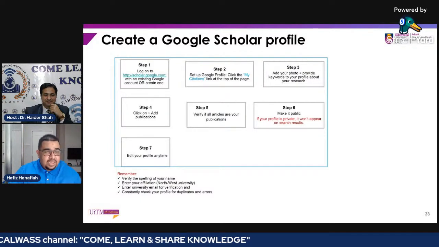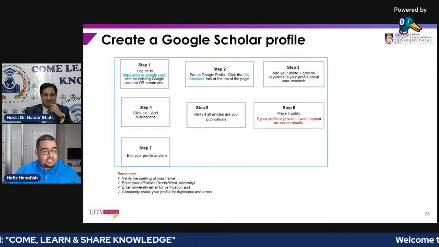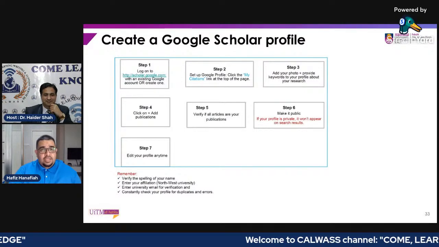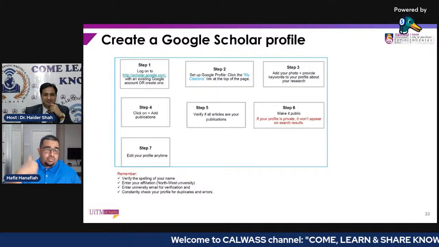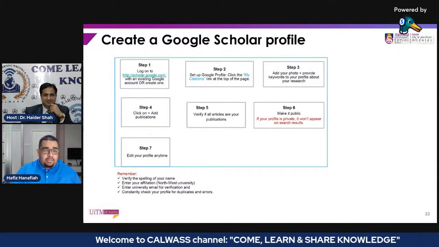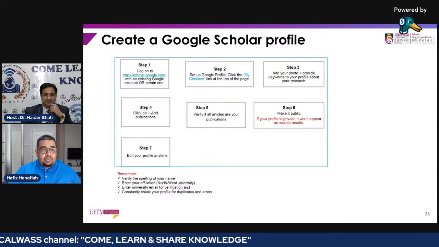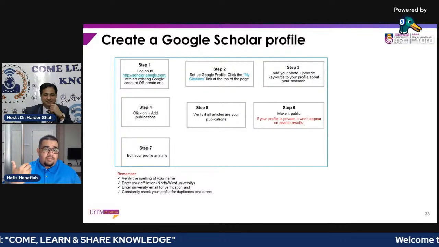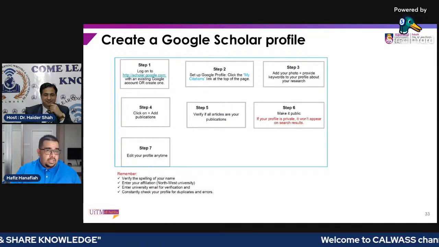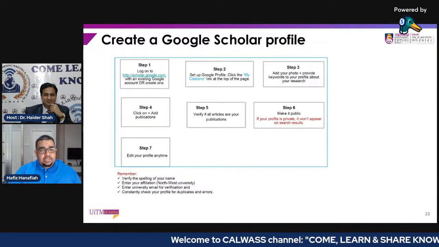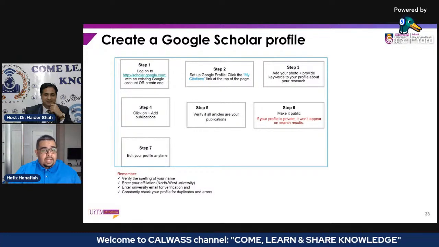This is a step. I don't think that I need to share this because usually I do some sort of hands-on workshop, but you can always refer to my slides to know the steps. You log into Google Scholar, add publications, and then you can verify them and make it public, because if your profile is private, it won't appear in search results. So it defeats the purpose. Make it public, yeah? And you can edit your profile anytime.